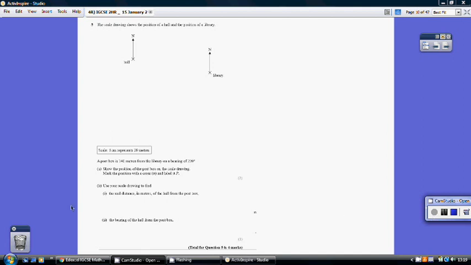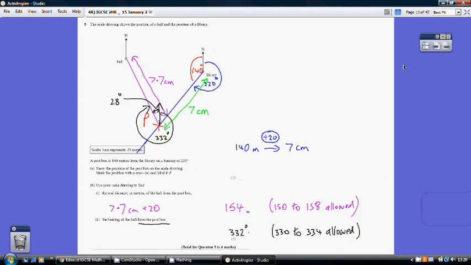Question 5. For part A, a post box is 140 metres from the library on a bearing of 220 degrees. Let's first work out how far this is going to be on our scale drawing. 1 centimetre represents 20 metres. Going from scale to real life, we multiply by 20 and call it metres. Going the other direction, from real life to scale drawing, we divide by 20 and move it from metres to centimetres. So 140 metres divided by 20 is going to be represented by 7 centimetres.